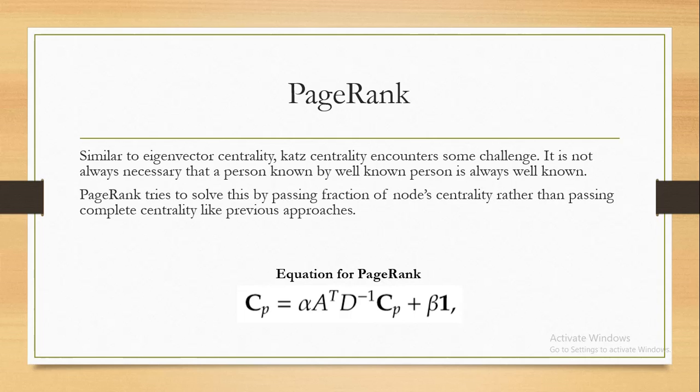You might have heard this term many times because the Google search engine uses this algorithm. Similar to eigenvector centrality, Katz centrality encounters some major challenges. A challenge in directed graphs is that once a node becomes an authority, that is high centrality, it passes all its centrality along all its outlinks. Did you get what I'm trying to say? In your previous approaches, if you're having a friendship with a very important person, all their importance is passed to you. And it is not necessarily true that a person known by a well-known person is also well known. Did you get my point?